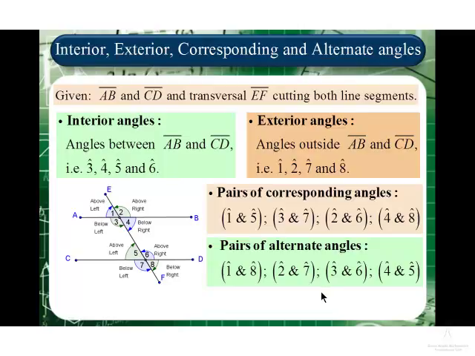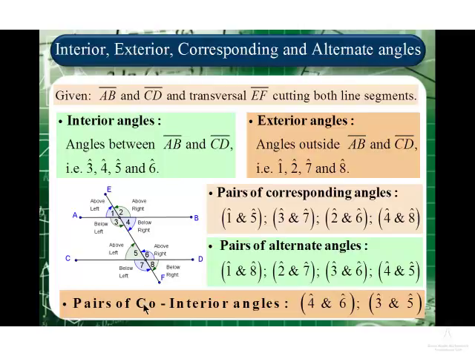Now, the last type of angles that we would like to identify is so-called pairs of co-interior angles. Note that we have defined the interior angles before as the angles which lie between the line segments AB and CD respectively. That is 3, 4, 5 and 6. But those of the interior angles that lie on the same side, for example 4 and 6, and also the pair 3 and 5, will be referred to as co-interior angles. Interior angles that lie on the same side of the transversal or line segment EF in such a case.